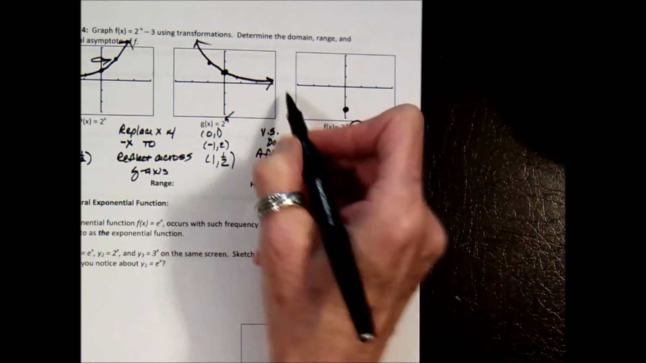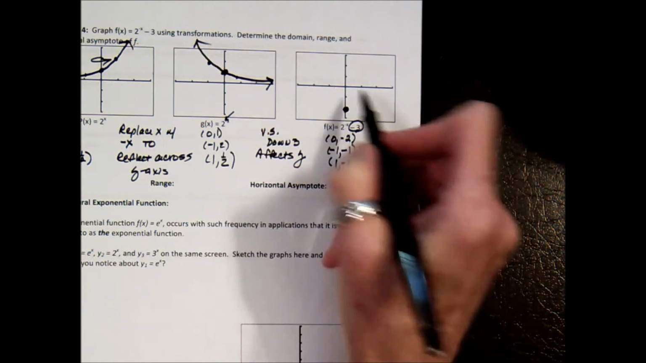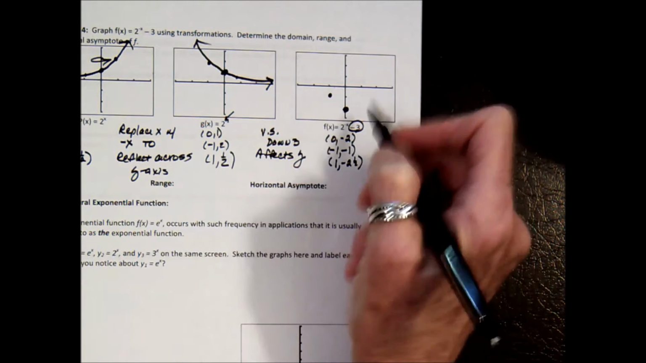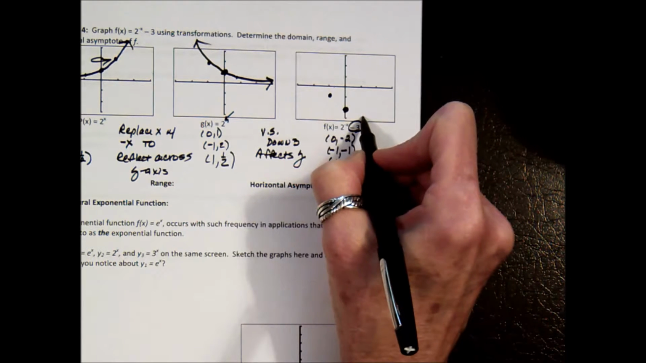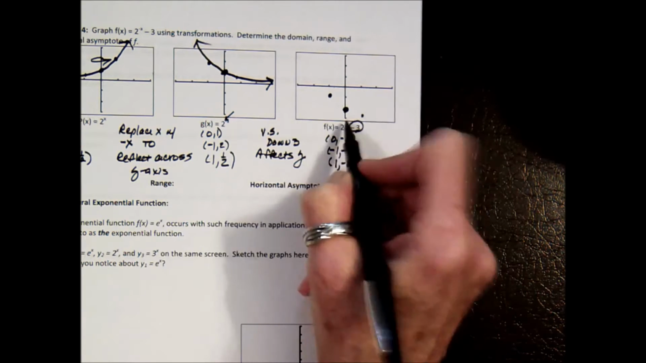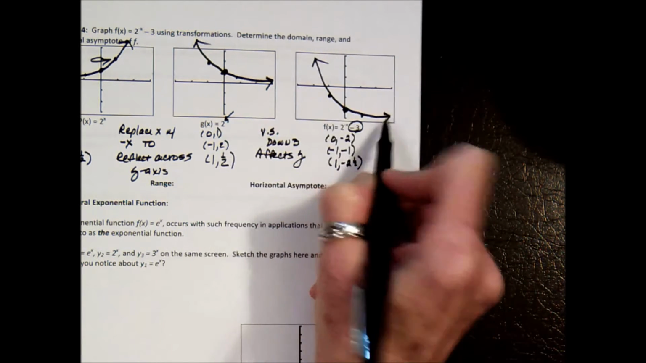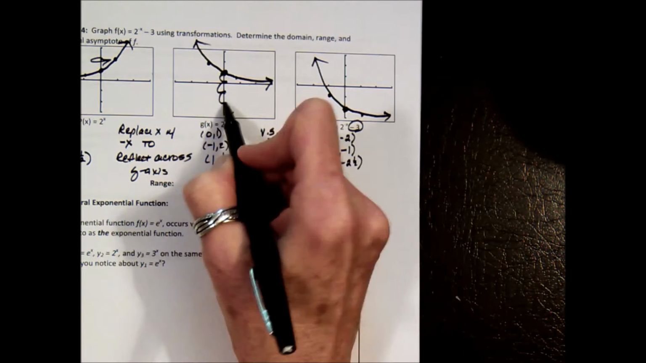It's still going to be shaped like this. I have -1, -1. And then I have 1, -2.5. So it's down here, not quite to 3. And it's shaped like this. It went down 1, 2, 3 from what it was there.